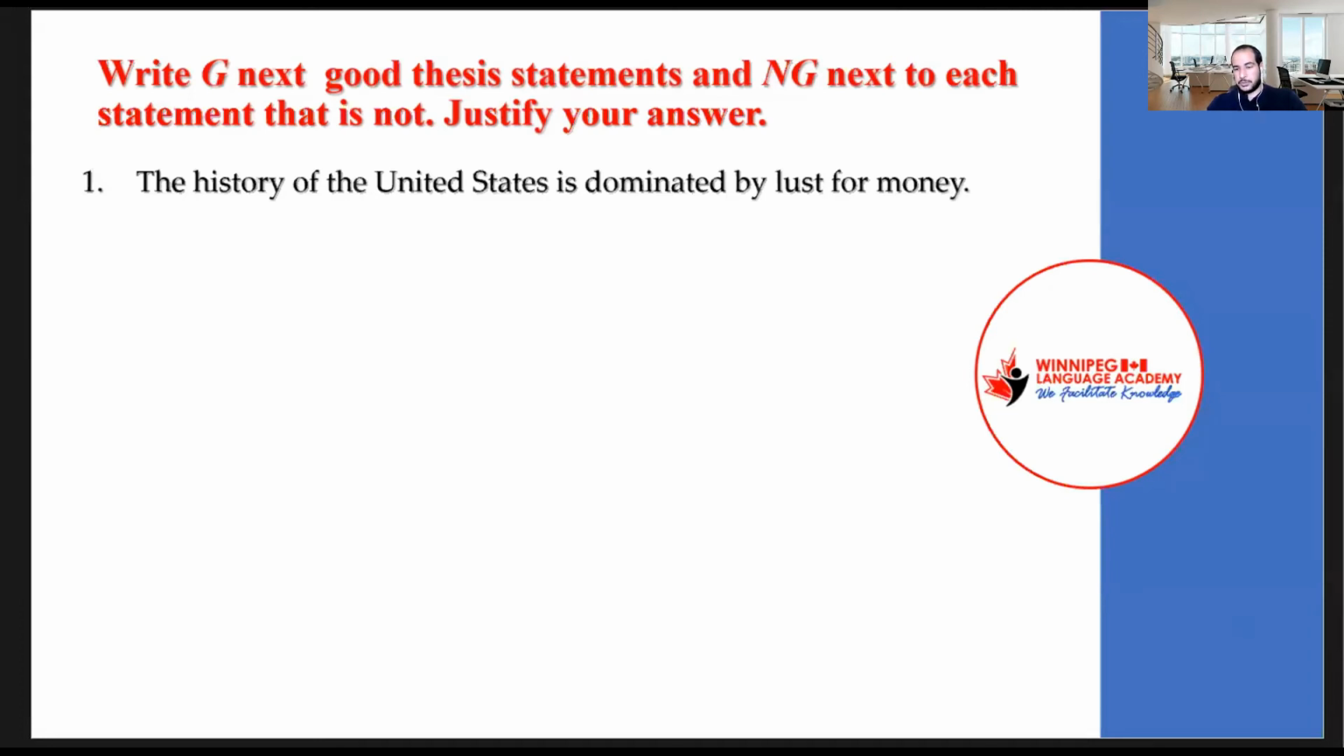Is this a good one, or is it a bad one? Just write G or NG. NG means not good, and G means good. So if you write NG, write why you think this is not a good thesis statement. It lacks details, right? I'm talking about lust for money.